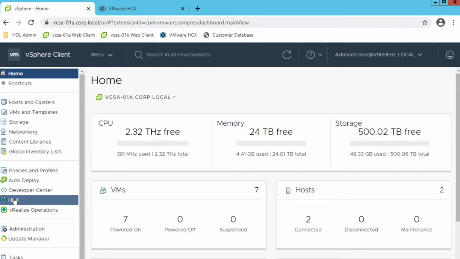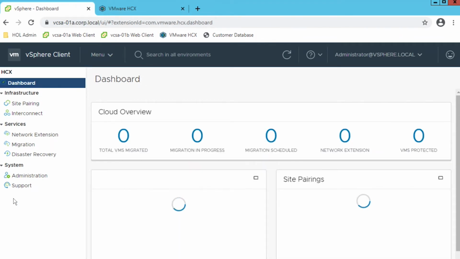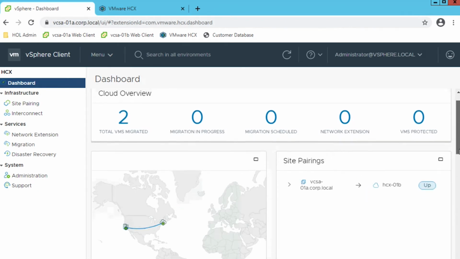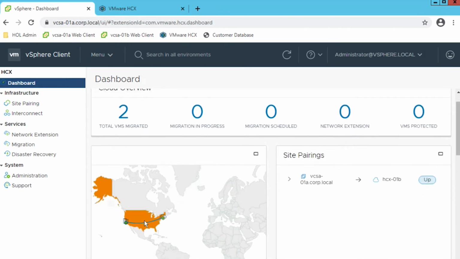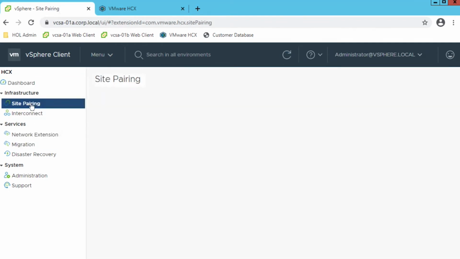HCX's state of hybridity is made up of two primary components. The HCX Interconnect service provides resilient access over the internet and private lines to the target site, while providing strong encryption, traffic engineering, and extending that data center.